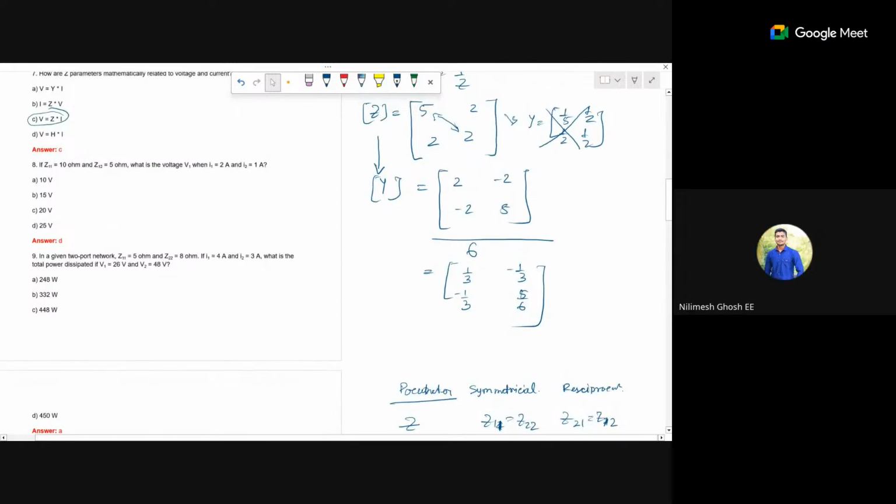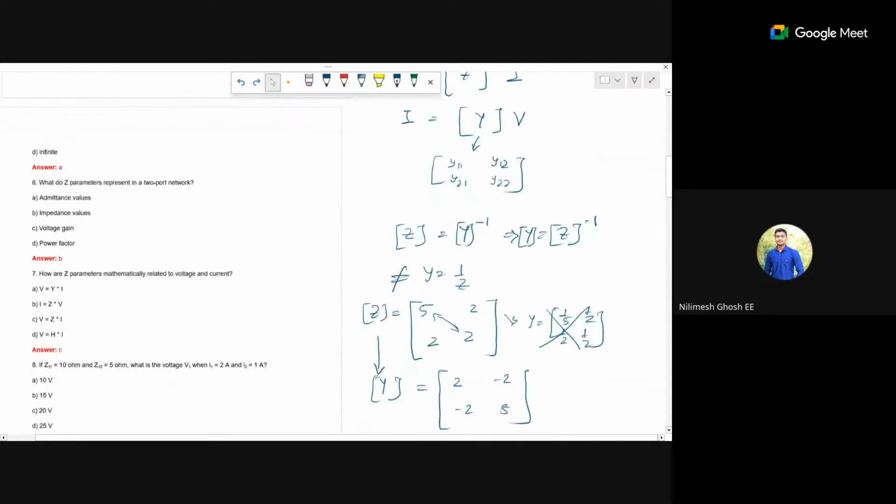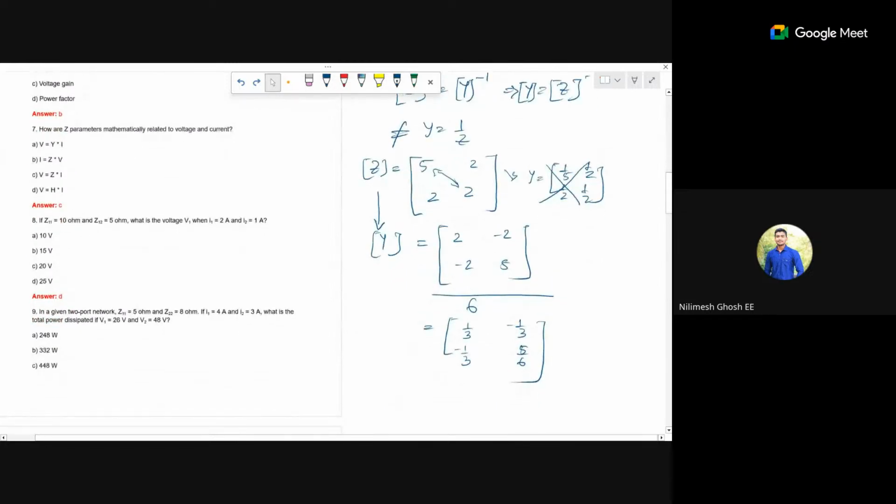Now solve the eighth question. Tell me how to solve it. In the matrix, we know two impedance parameters, Z11 and Z12: 10 ohm and 5 ohm. If you want to take a screenshot, you can take a screenshot. I'm removing this part.